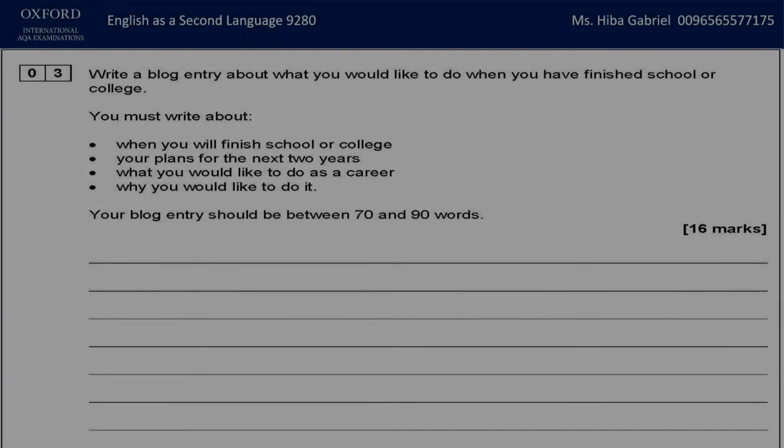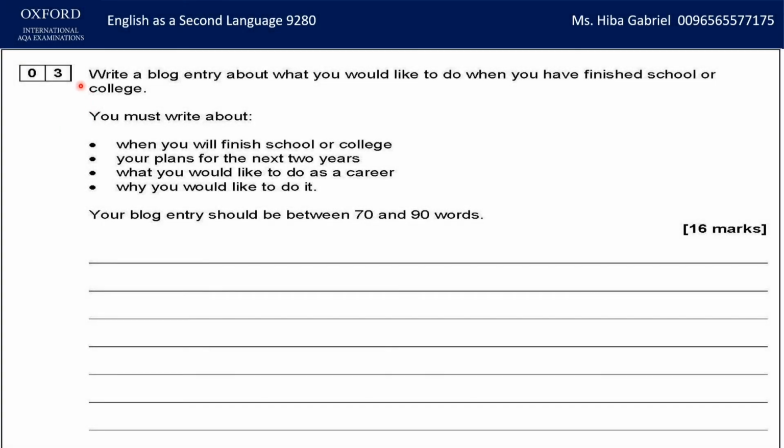Now consider another example. In this task, you are asked to write a blog entry about your plans after completing school or college. Different from the previous task, this one focuses on your future plans. Be mindful of using various tenses, including past, present, and future, as required by the task.